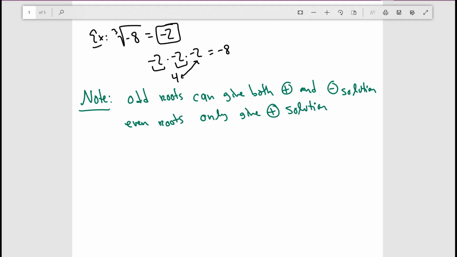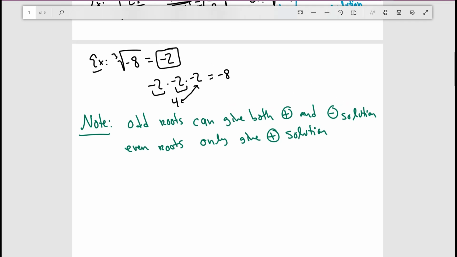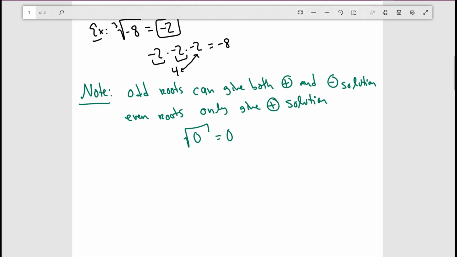Now, can you think of a square root that gives you something that's not positive and not negative? Well, the answer is square root of 0. Because square root of 0 is just 0. And 0 is not a positive or a negative number. Okay? So that's the only note that we have.